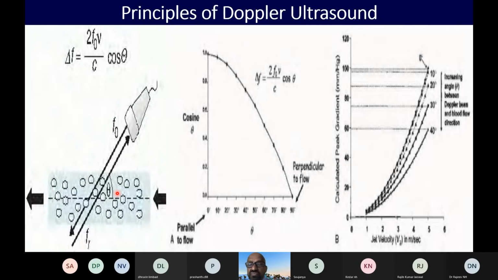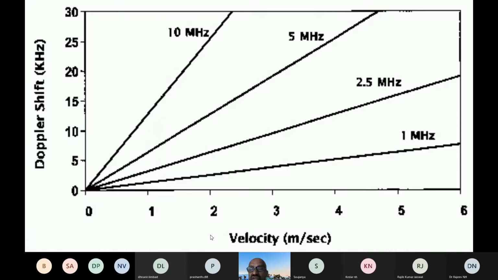The other factor which determines the accuracy is the actual velocity of the fluid. We are talking about blood here. The velocity of the fluid also influences. If the velocity is higher, the gradient may be less than if the velocity is lower. And also it depends upon the frequency of the transducer which is used. The lower the frequency, the better is the Doppler shift measure, and hence the velocity of blood flow.